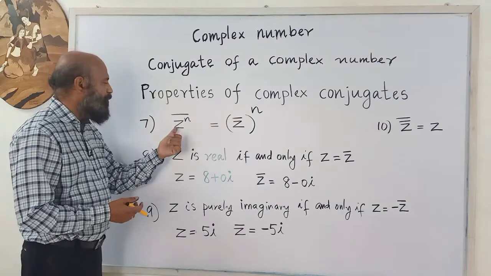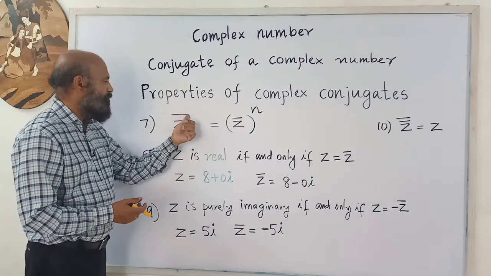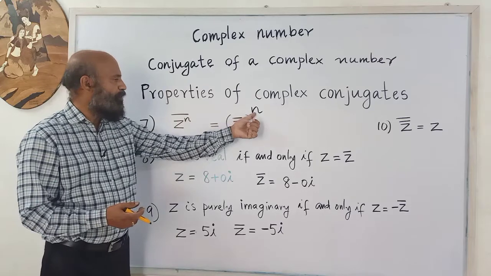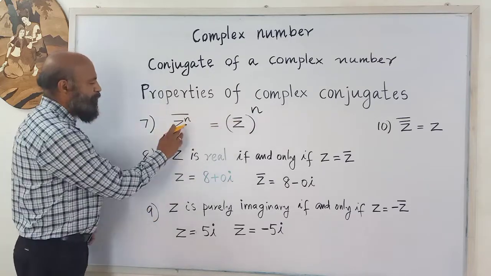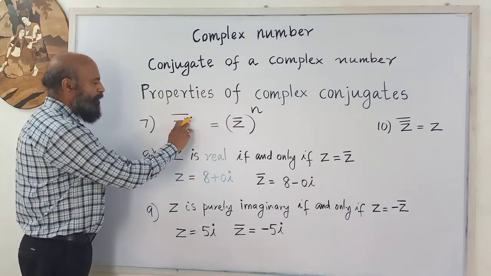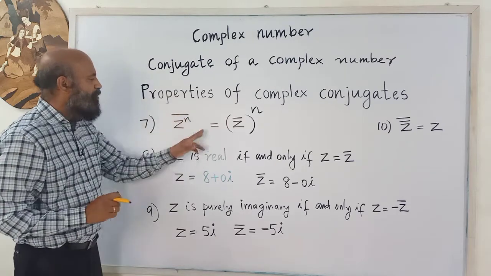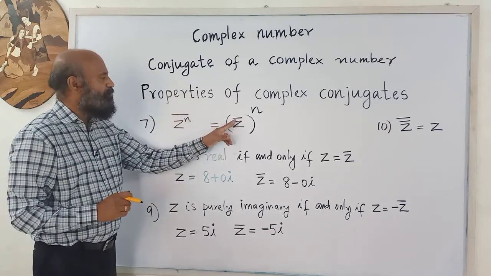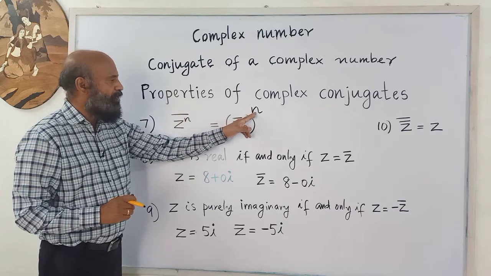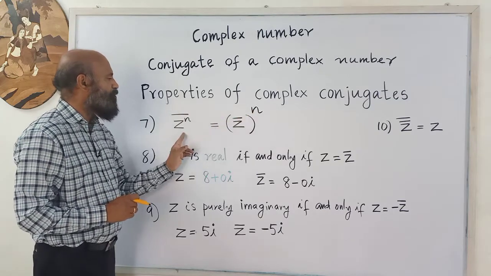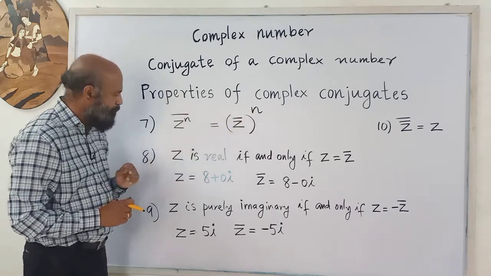Seventh property: the conjugate of Z raised to n is equal to the conjugate of Z raised to n. On this side you are raising to the power n, then taking the conjugate. On this side we are first taking the conjugate, then raising to the power n. They will be equal.